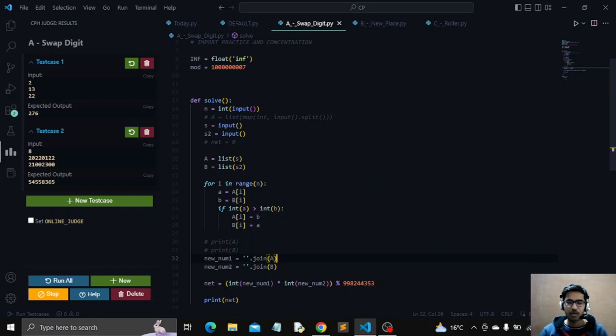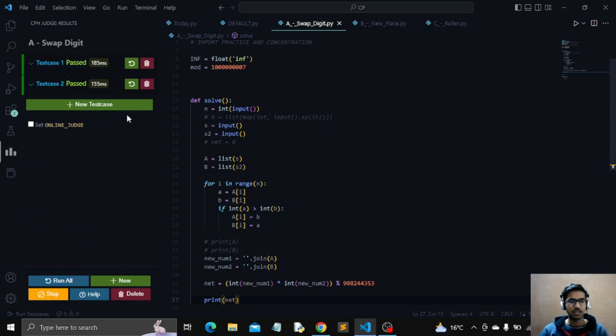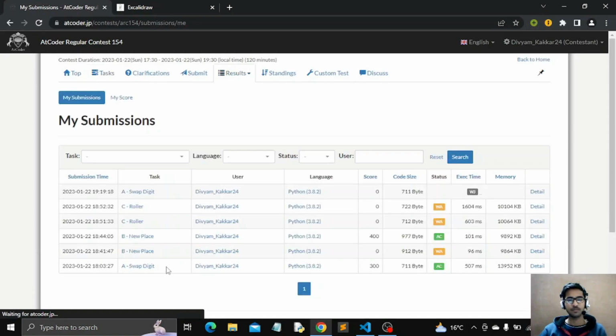Here we are calculating the new product, and we are performing mod with this number, and we will simply print the product. If I run this, as you can see, our test cases passed. If I try to submit this code, as you can see, our solution got accepted.